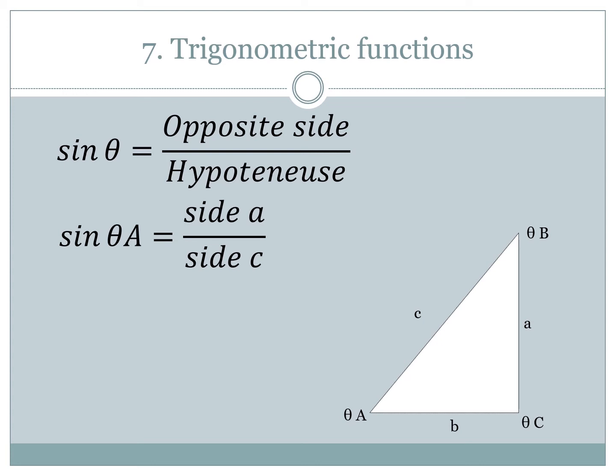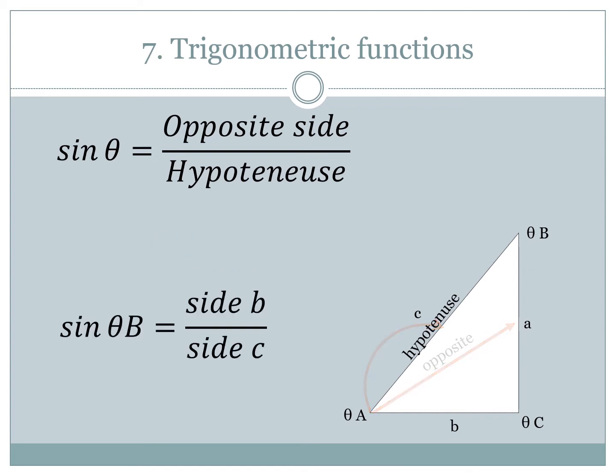The sine formula is when you want to figure out what the sine of the angle is, you take the opposite side to the angle and divide it by the hypotenuse. For example, when we're trying to figure out the sine of the angle A, we take the opposite, which is side A, divided by the hypotenuse, which is always going to be C. If we wish to find out what the sine of angle B is, we would take the opposite of the angle B, which is side B, divided by the hypotenuse.